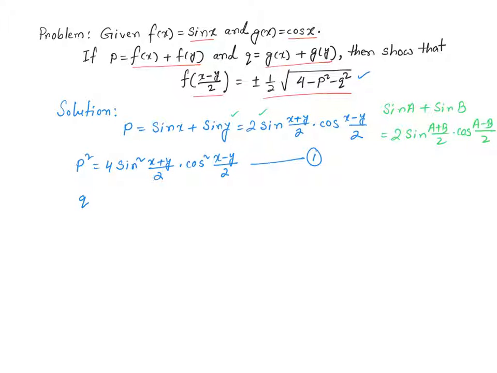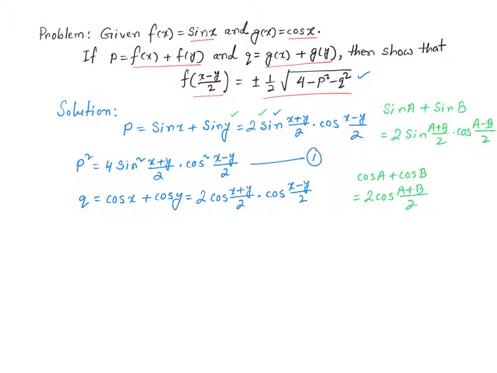Given q = g(x) + g(y), that is going to be cos x + cos y. As you can probably guess, I am going to convert it into something like this. It's going to be 2 cos((x + y)/2) cos((x − y)/2). Again, the formula that I have used here is this: cos a + cos b is equal to 2 cos((a + b)/2) cos((a − b)/2).